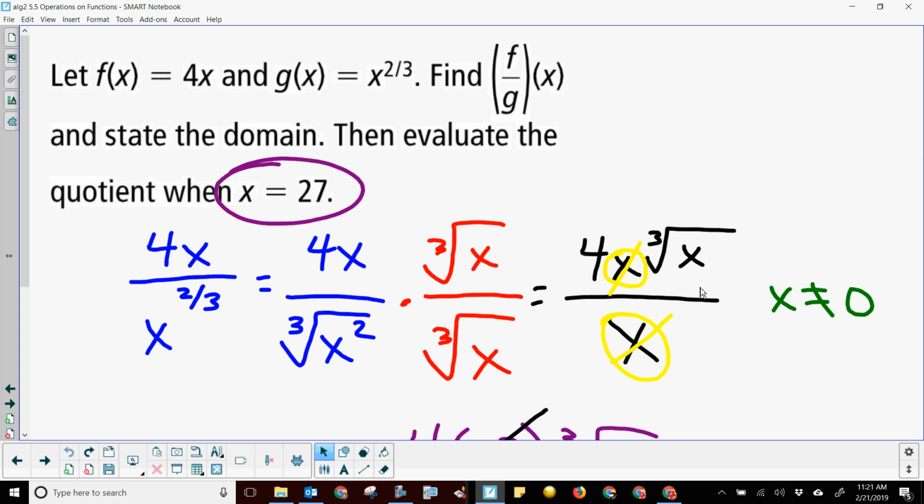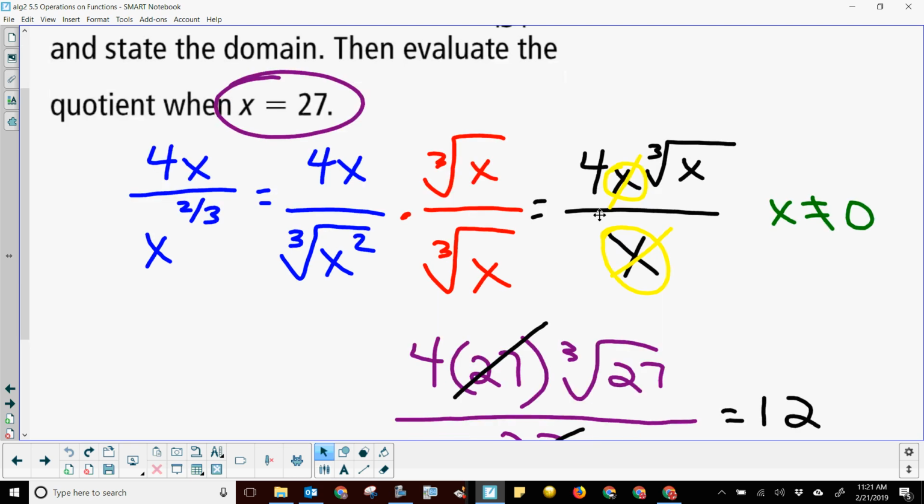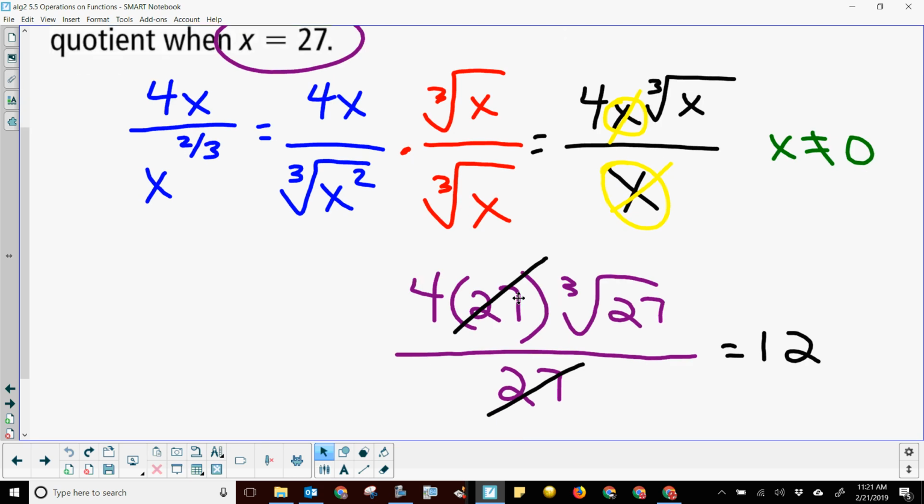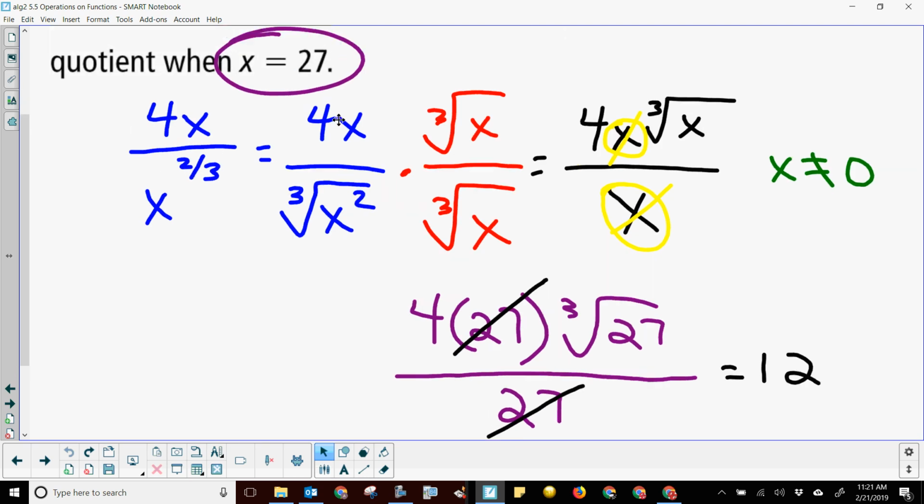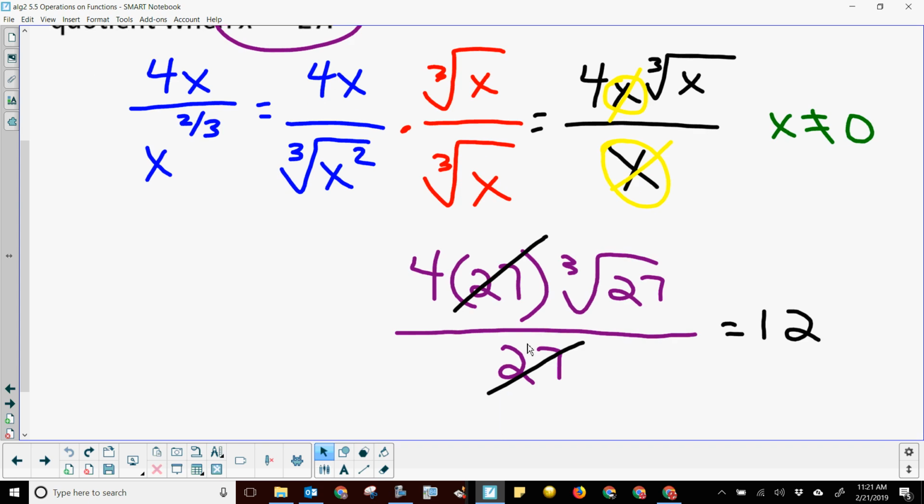X cannot be 0. Initially, x cannot be 0. Because when you set it up here, you kind of go back to the original. Even though this will end up canceling out, x cannot be 0. Because the x's, when we plug in, they do cancel, but we still are dividing by x technically. So x can't be 0. The bottom still cannot be 0.